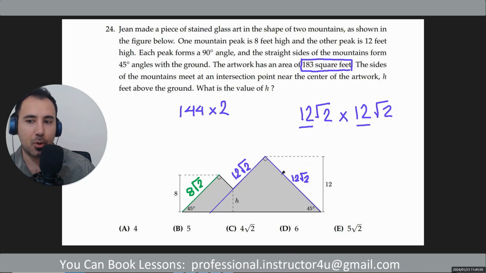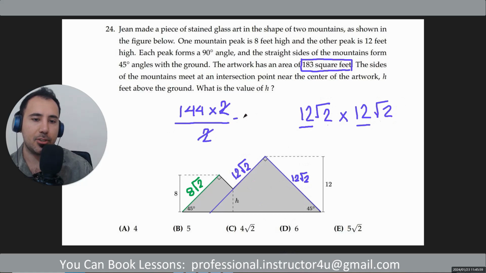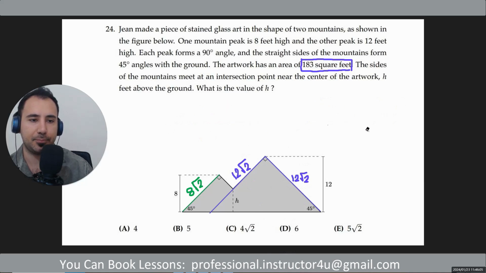Remember, we just multiplied them. The formula is a times b divided by 2. So we still have to divide this by 2. So this cancels. So the total area of the purple triangle is 144. Let me go on and write it inside. So 144 is this one.